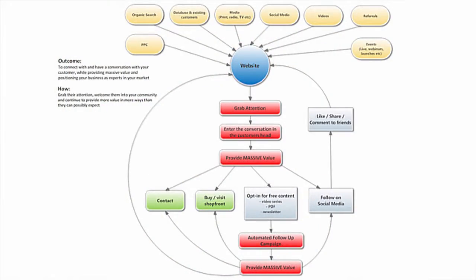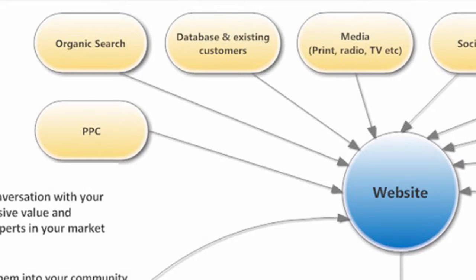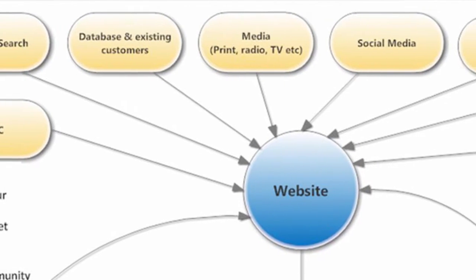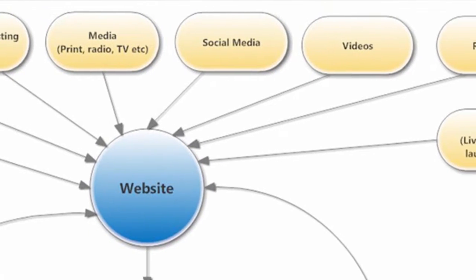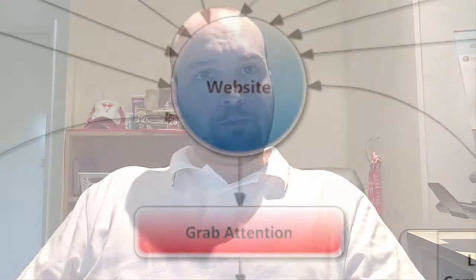So there's a lot of different ways we can drive traffic to a website. That's not what this video is about. Obviously, we've got paid advertising, organic search, your existing community, media, social media, videos, referrals, and events. I'm not going to go specifically into any of these at this stage because really this is about how to actually design and set up your website and your online infrastructure in order to engage your client and get the outcome that is to make money online for your business.